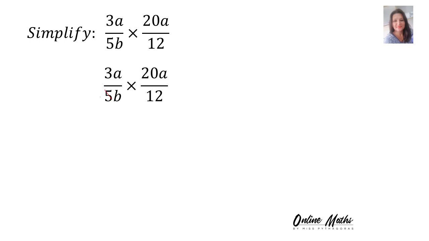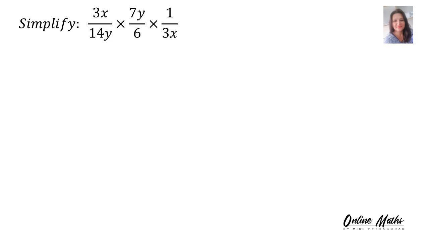5 goes in itself once, 5 goes into 20 4 times. And then you can say 3 goes in itself once, and 3 goes into 12 4 times. And then you can even say 4 goes in itself once and 4 goes in itself once. And then you're left on the numerator with a times a over b. And remember, on the numerator, when the bases are the same and you multiply, you add exponents. Therefore, the answer, a squared over b.